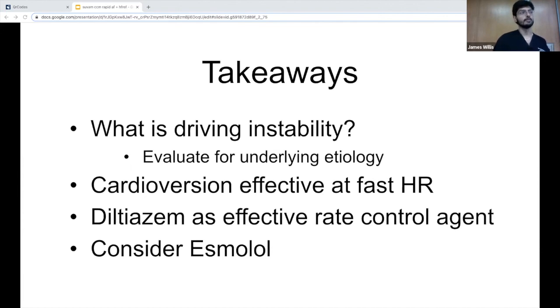As always, think about what's driving the instability, and you always want to evaluate for the underlying etiology, right? Is this withdrawal that's causing the patient to go into rapid AFib? Are they having a PE? Are they septic? Are they GI bleeding? Or is it just their flutter or fib that's uncontrolled, basically?